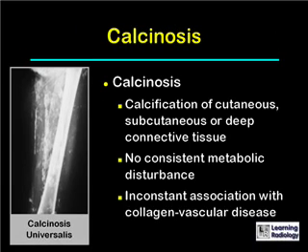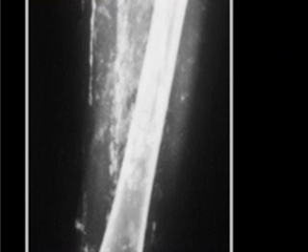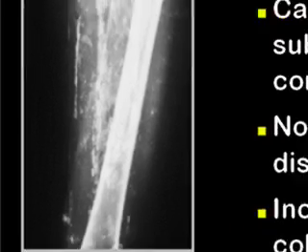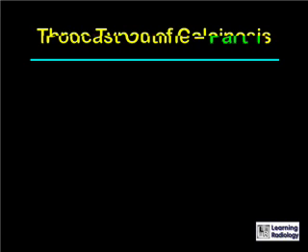Calcinosis is calcification of cutaneous, subcutaneous, or deep connective tissue. There's usually no consistent metabolic disturbance, and there is an inconstant association with collagen vascular disease. This is an example of the sheet-like calcification that's usually seen with calcinosis universalis in dermatomyositis. There are three types of calcinosis: calcinosis circumscripta, calcinosis universalis, and tumoral calcinosis.